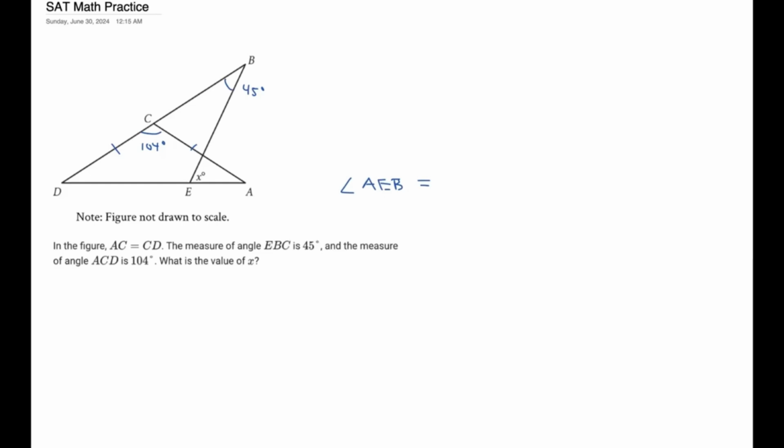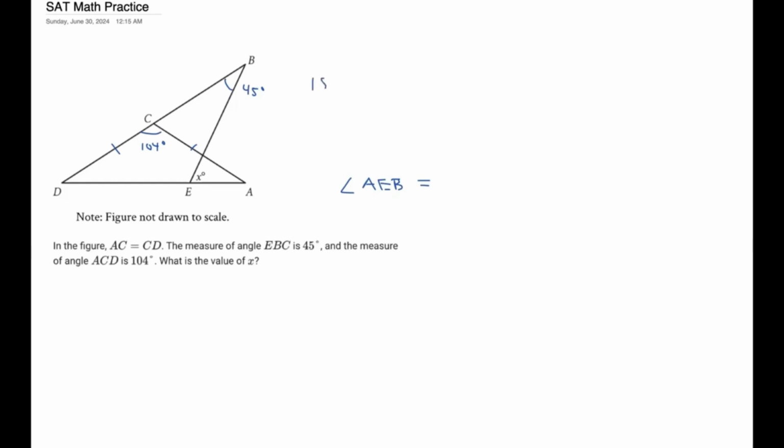So first off, they tell us that AC equals CD. So this triangle right here, triangle ADC, this is an isosceles triangle, right? Because these two side lengths are equal, then we know that these angles here, angle D and angle A, are going to be equal to each other.